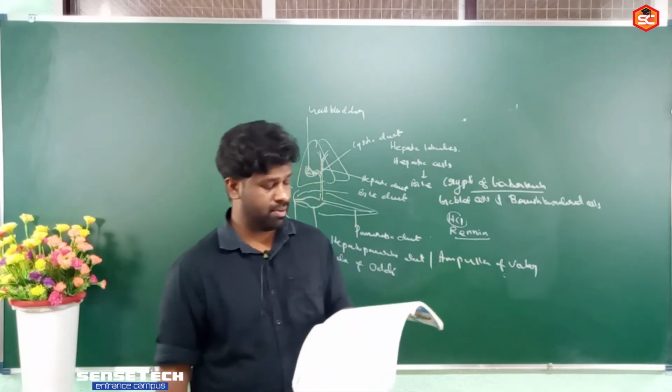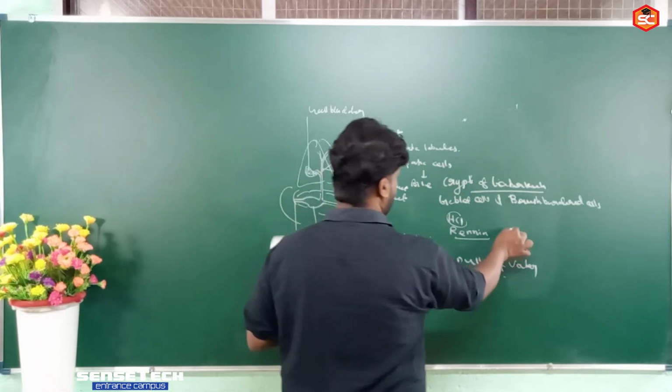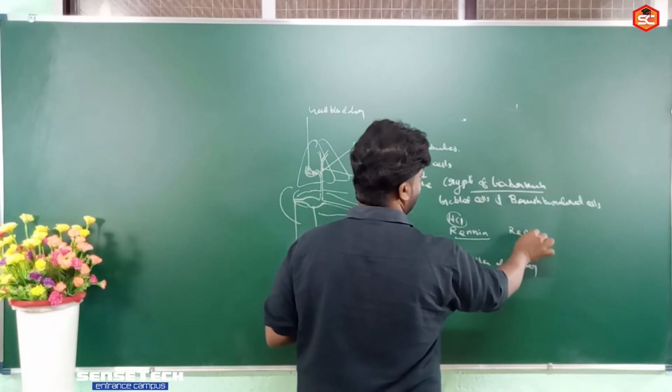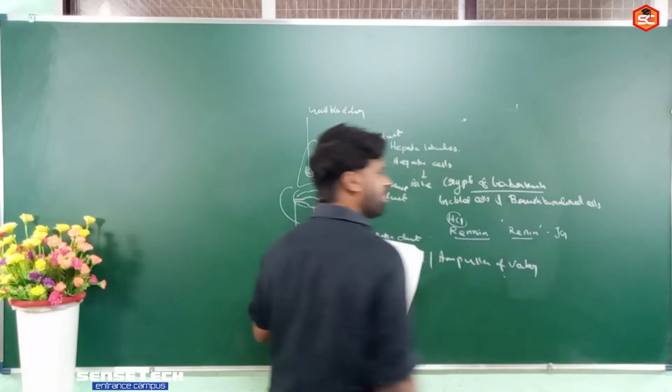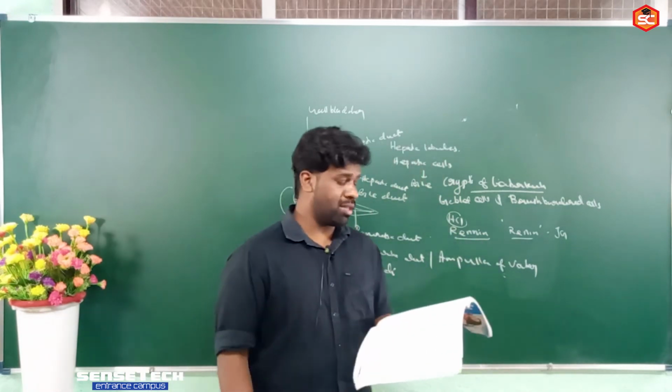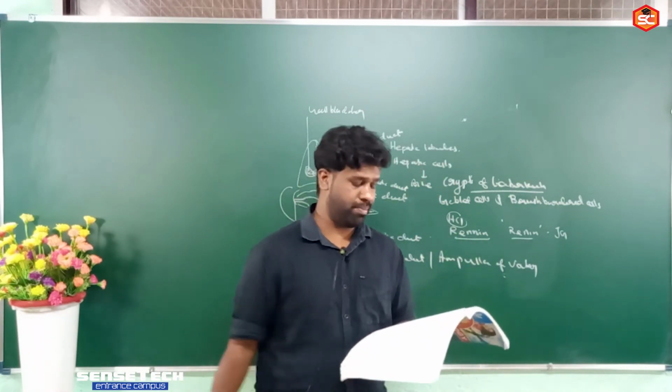Renin, R-E-N-I-N. We have another renin, R-E-N-I-N, in our syllabus. This renin is not from the stomach. It is secreted by the juxtaglomerular cells of the kidney. So here B is the stomach renin.